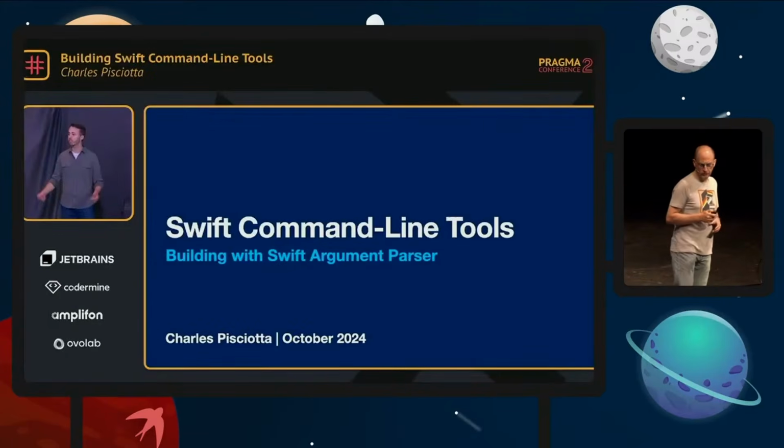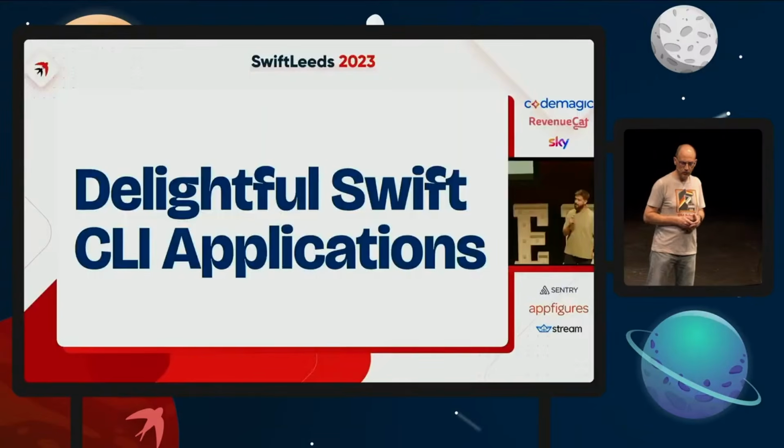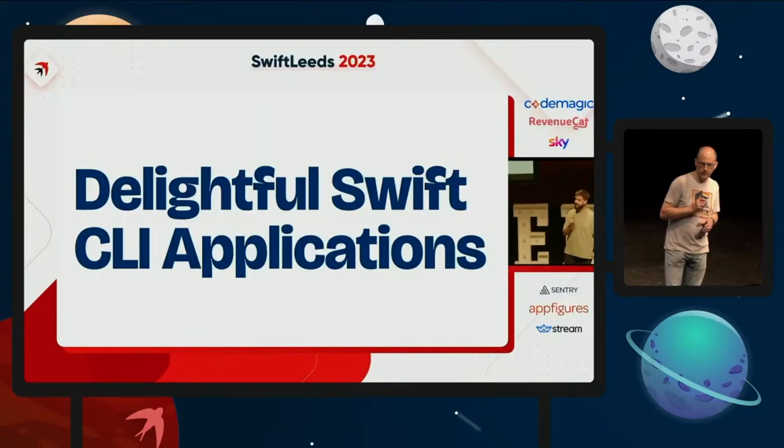If you want to go further with Swift Argument Parser or the command line tools, I would recommend a talk by Charles Pisota last year at Pragma, or the year before here at SwiftLeeds by Paul Piela. Paul, who tomorrow will show us how to use instruments to optimize our code.